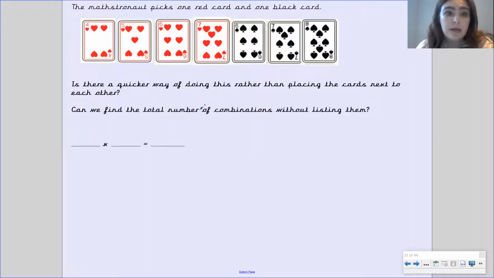The Mathstronaut picks one red card and one black card. But was there a quicker way of doing this rather than having to place the cards next to each other? So can we find the total number of combinations without listing them? Pause the video and have a think if you can think of a way of finding the number of combinations, but without having to list them.